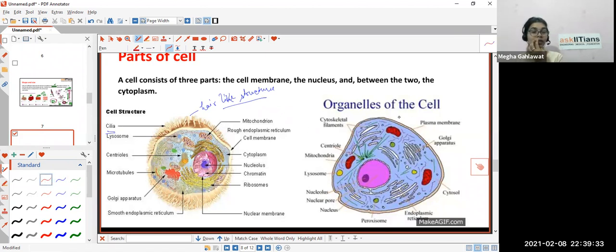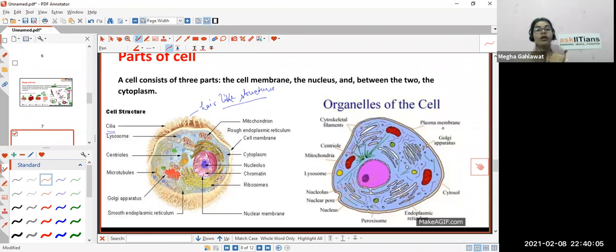Next we have the cell wall. Cell wall is present in the plant cells. We'll be learning more about the cell wall in the next session. The cell wall is basically responsible for the protection and sturdiness of the cell, and it also helps in maintaining the structure and shape of the plant cell. And why do plants require the cell wall? Because they cannot move from one place to another. So in order to have the shape properly maintained, they have the cell wall.